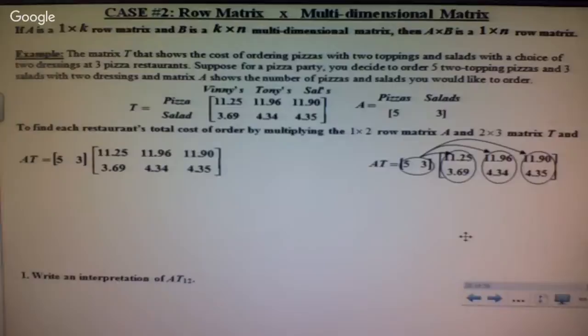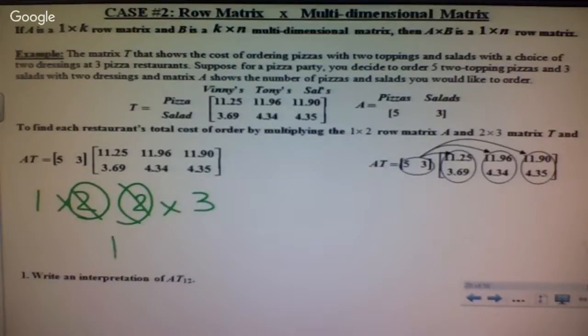So what size is this matrix, the 5, 3? This is a 1 by 2. What's the second matrix? 2 by 3. So, can I multiply them? Yes, these match, so we're good. Your answer will be 1 by 3. My answer should come out to be a 1 by 3 matrix.